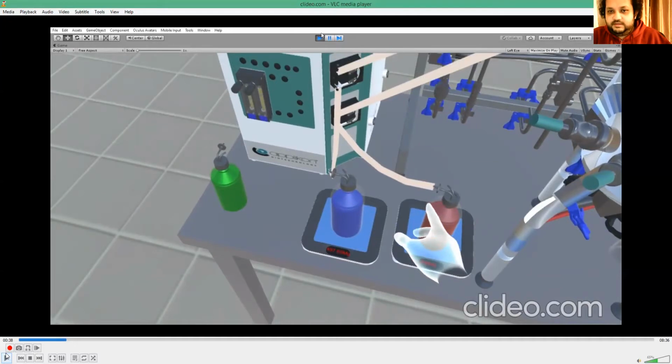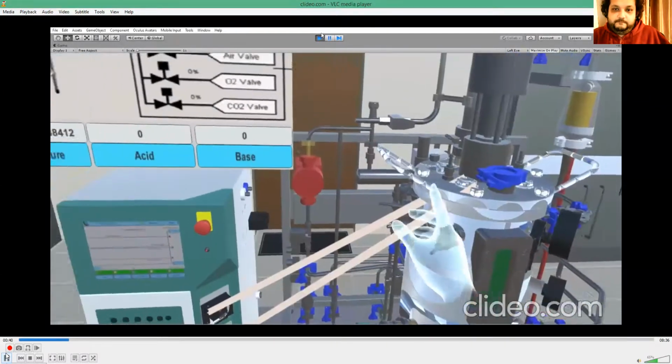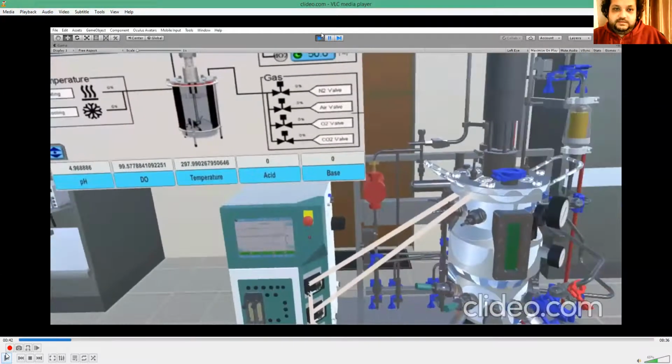So, as you can see, there are acid bottles and alkaline bottles, and these are the pipes that are feeding alkaline and acid through the pump to the system. And this is a penicillin production process, and this is the display, which we can also project here, but for convenience I have just zoomed it out.